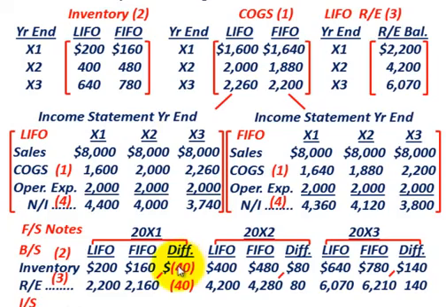We use $40,000 worth of more inventory. We reduce our retained earnings here by 40,000. So same thing here for 20X2 and year 20X3. So let's look at our LIFO here for 20X2.